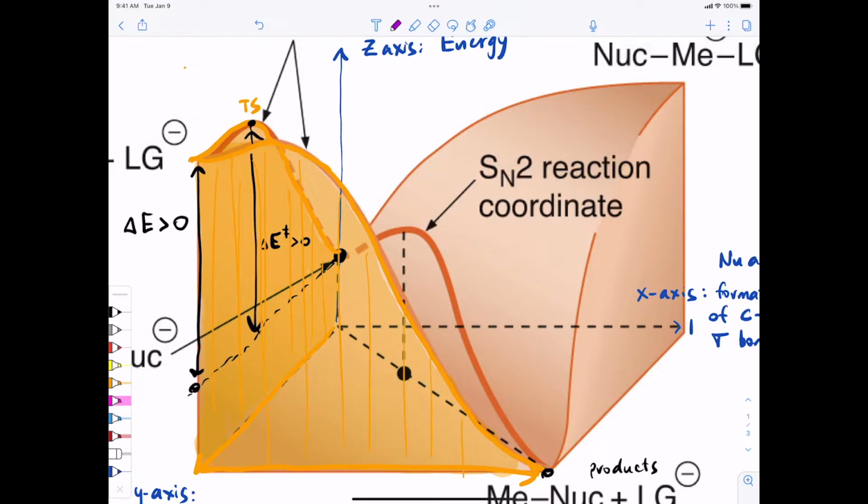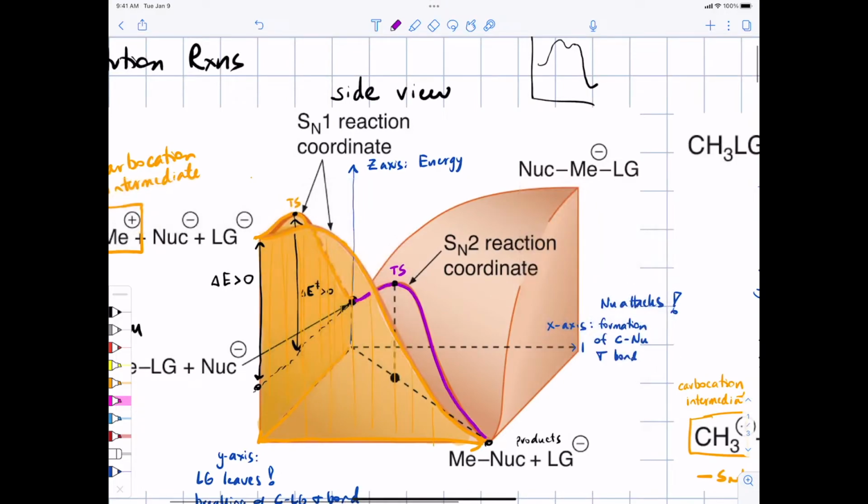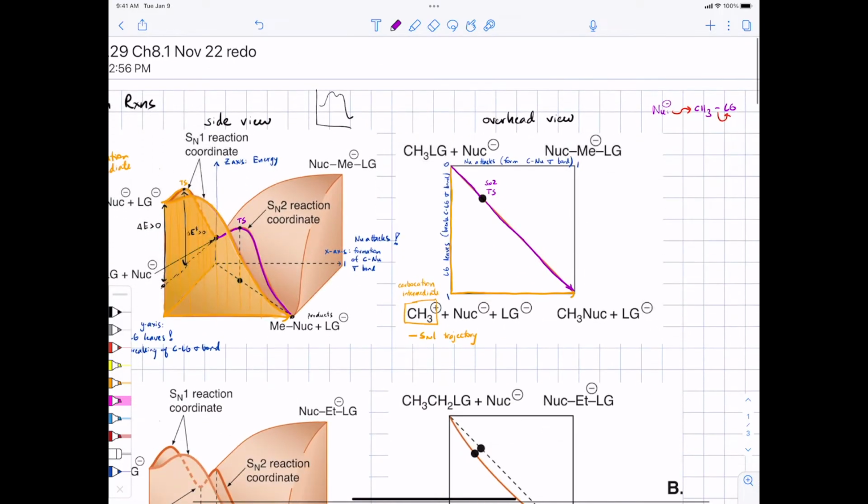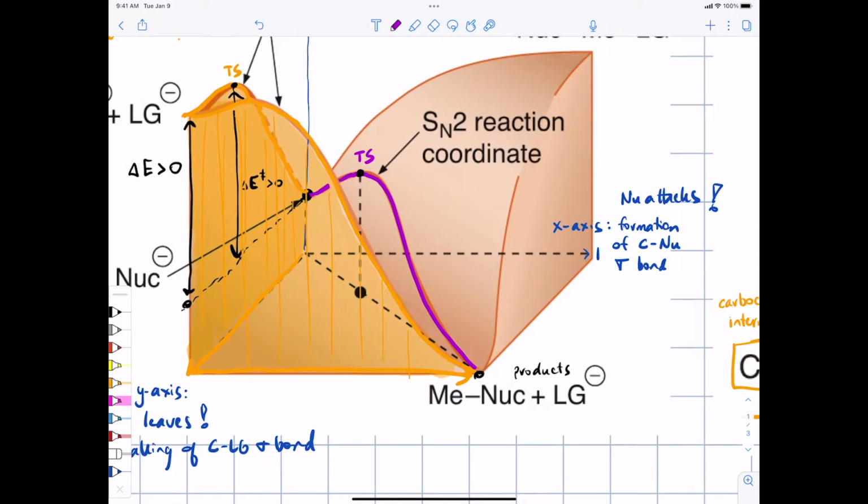So we start from the same starting materials, but we move down the X and the Z axes at a similar rate so that we're forming the new carbon nucleophile bond at the same time as the carbon leaving group bond is breaking. This point here is the transition state, and there's only one transition state in this reaction, and a reaction where you break the old bond and form the new bond at the same time, that's called an SN2 reaction, and this is our SN2 transition state.